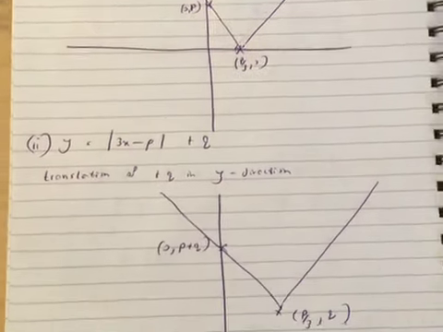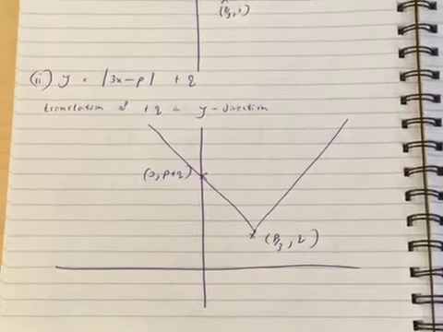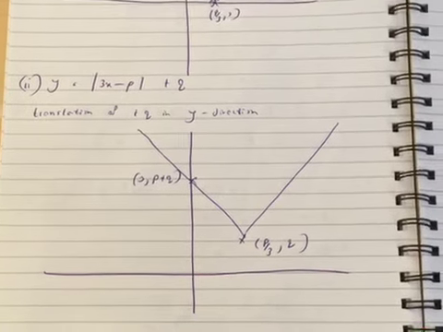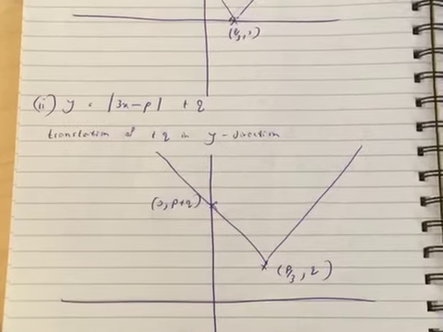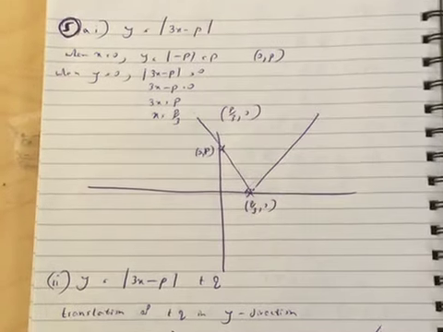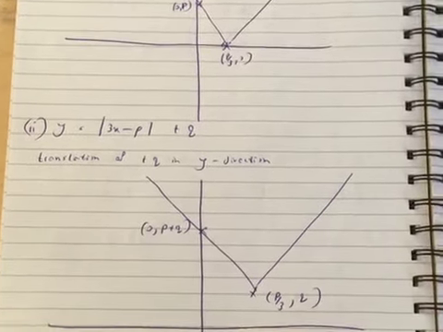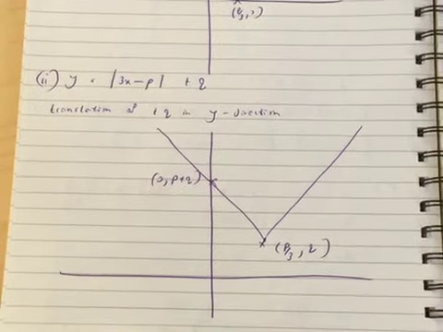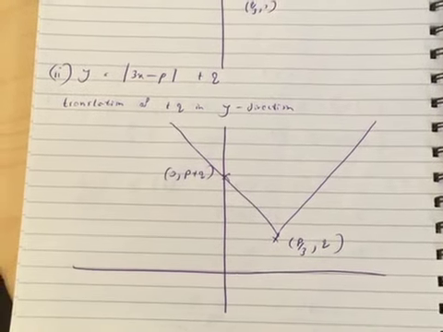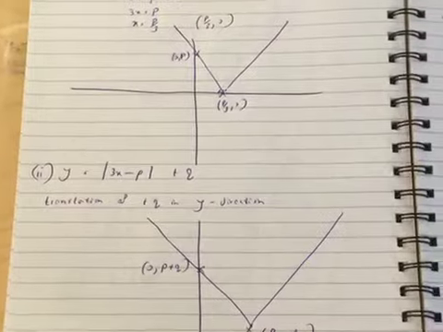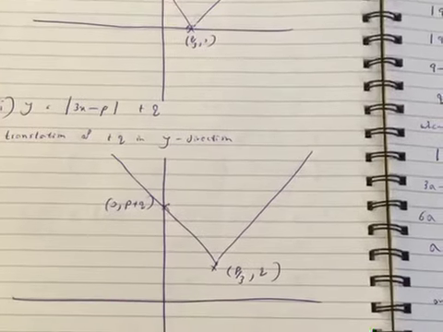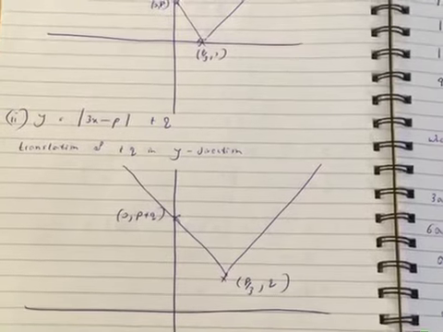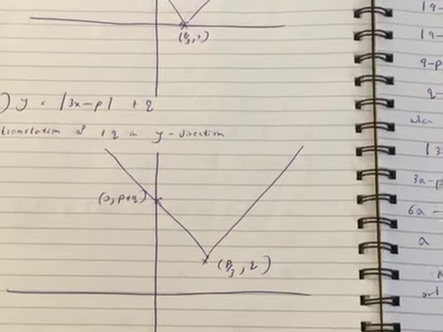And then for the second part, y is equal to modulus of 3x minus p plus q. So it's basically the first graph just translated q units up in the y direction. Okay, so you've got to write the coordinates. The y coordinate changes from p to p plus q, and the x coordinate here is p over 3, and comma q.